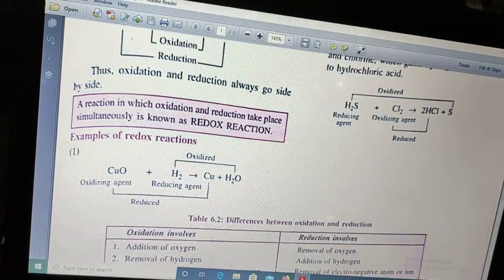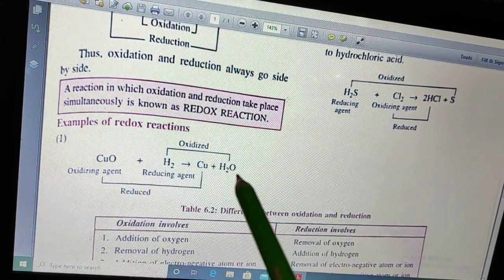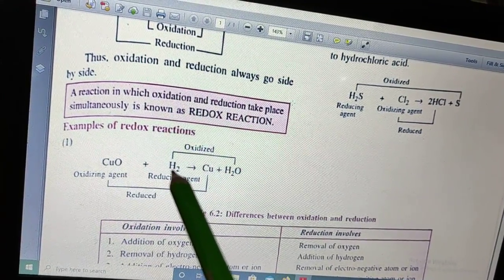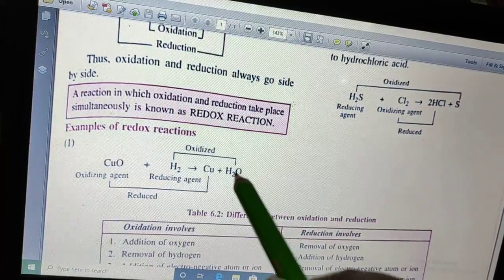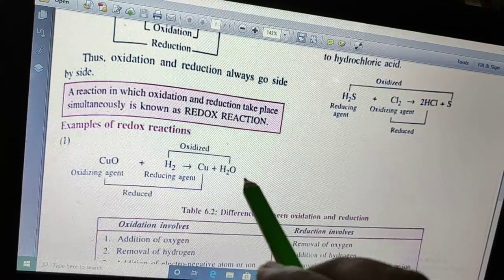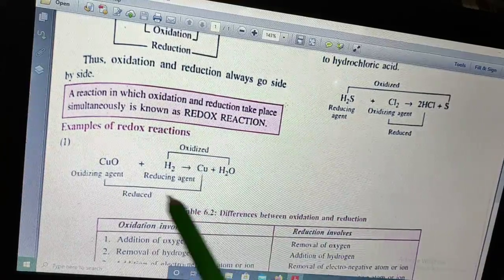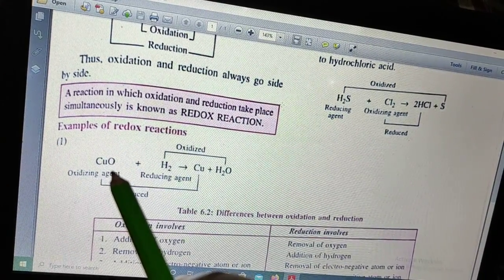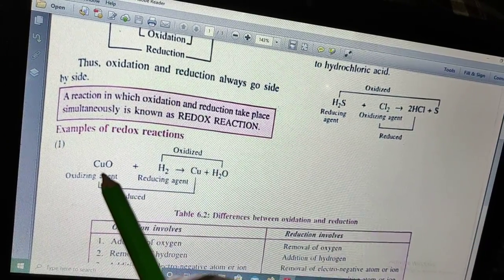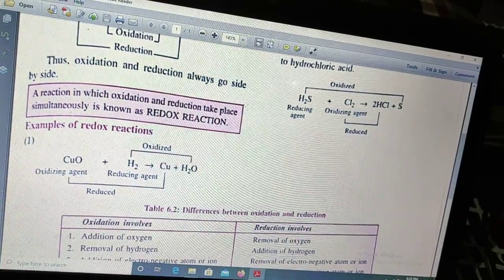We'll see more examples. In this example, copper oxide reacts with hydrogen to give you copper and water. Over here it is a redox reaction. How to identify? Say for example, H2 to water: there is addition of oxygen, and we know that addition of oxygen is oxidation, so oxidation is taking place here. Whereas copper oxide to copper, there is removal of oxygen, and removal of oxygen, as we know, is reduction. Since this is undergoing oxidation, it will be the reducing agent, as I said, and since this is undergoing reduction, this will be the oxidizing agent. In this way we can identify the oxidizing and reducing agent.